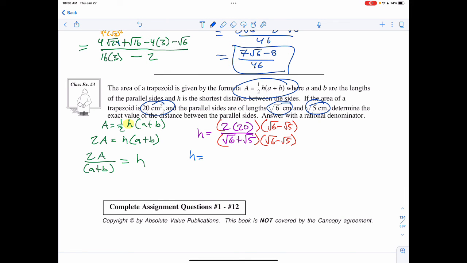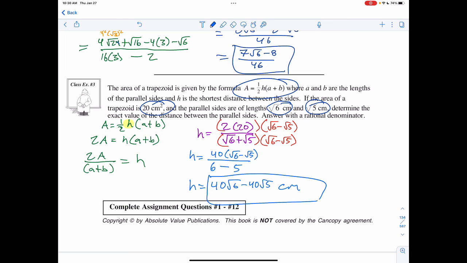So h is going to be 2 times 20 is going to be 40, root 6 minus root 5, all over root 6 times root 6 is 6, minus root 5 times root 5 is 5. Or 40 root 6 minus 40 root 5. And that would all be divided by 6 minus 5, which is 1, which doesn't change the answer. 40 root 6 minus 40 root 5 centimeters. And that's it.